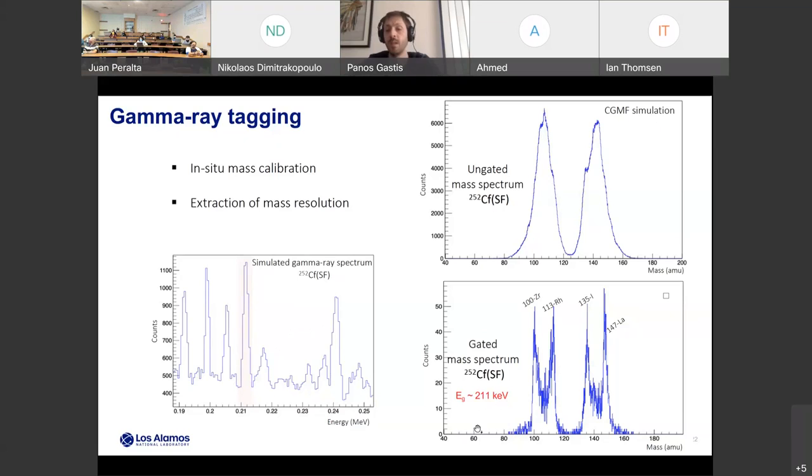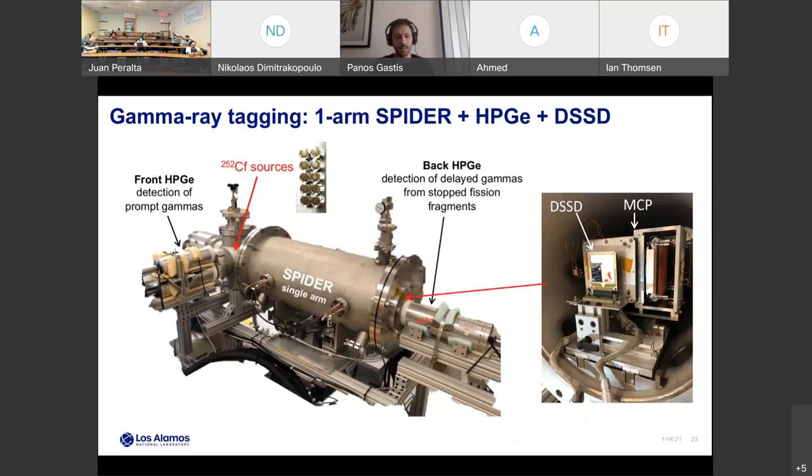210 keV. And as you see, by using this gamma ray tagging, we reveal sharp peaks on the mass spectra that correspond to certain isotopes that we can use for calibrating the mass distribution, the mass spectrum, but also for extracting the mass resolution of the system. We wanted to check whether this idea can work in SPIDER and whether this can really provide some useful results on the real instrument.